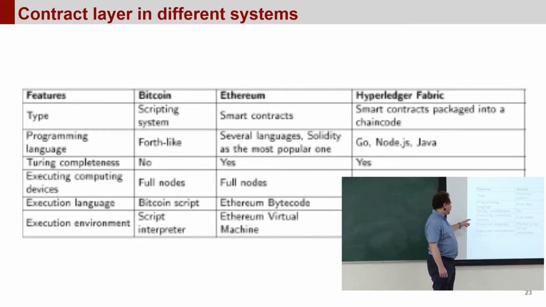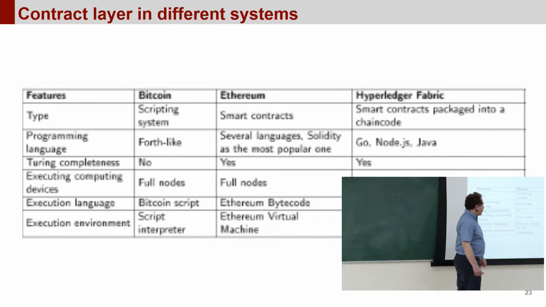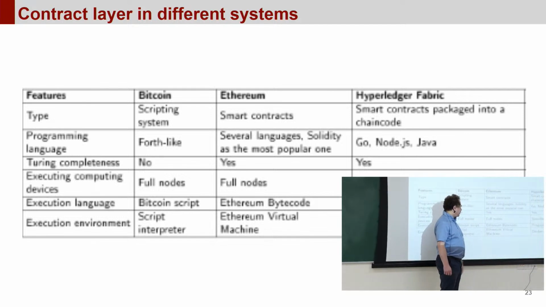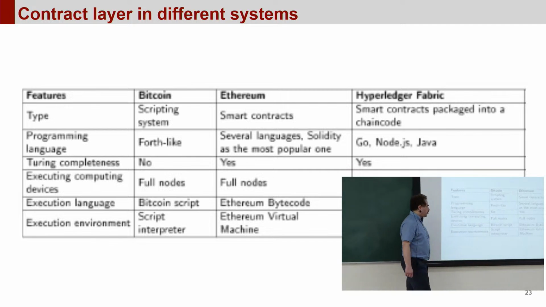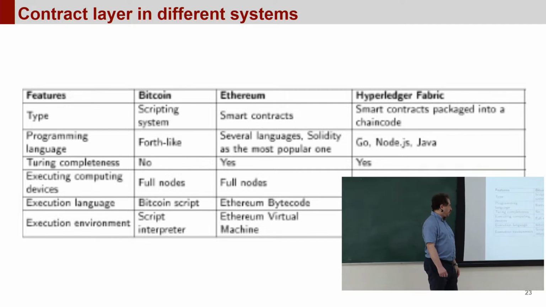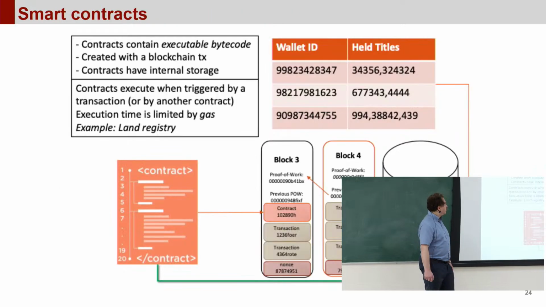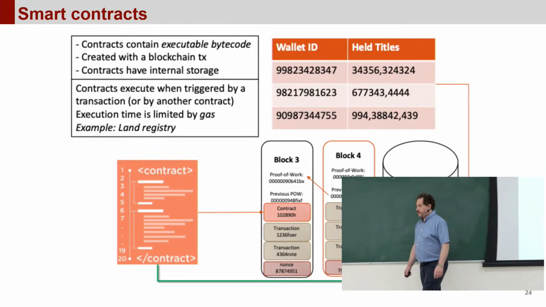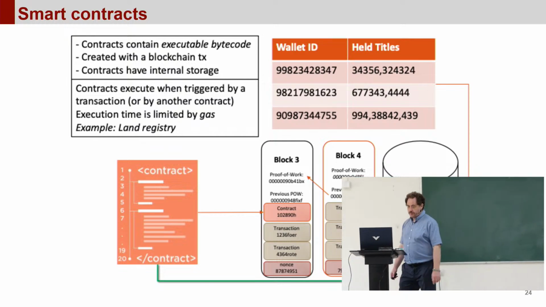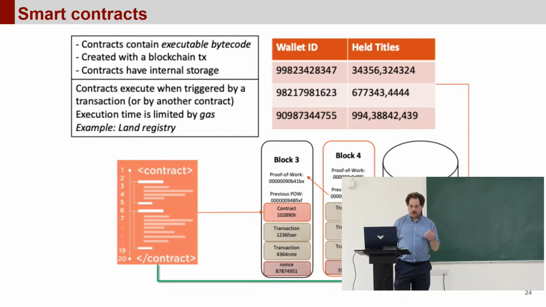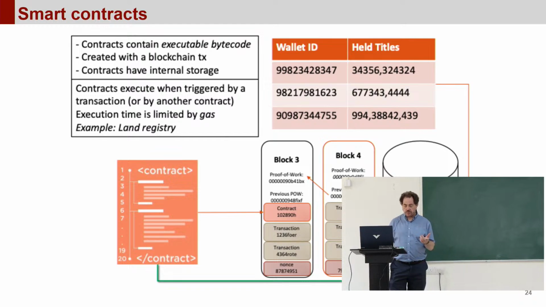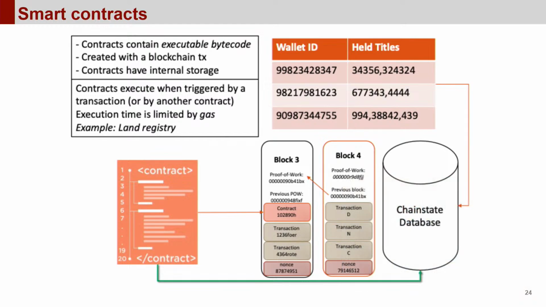The contracts are executed on nodes, not on lightweight nodes. And the contracts in Ethereum are translated into Ethereum bytecode and executed on the Ethereum virtual machine, which supports the Ethereum bytecode. So contracts contain executable bytecode, and they also have internal storage.